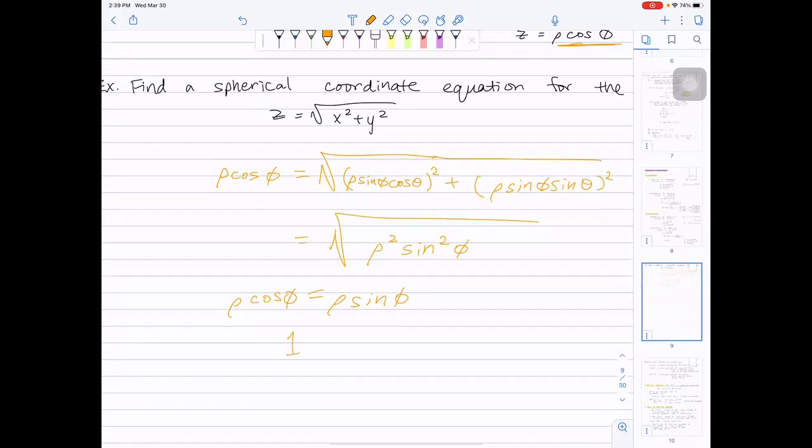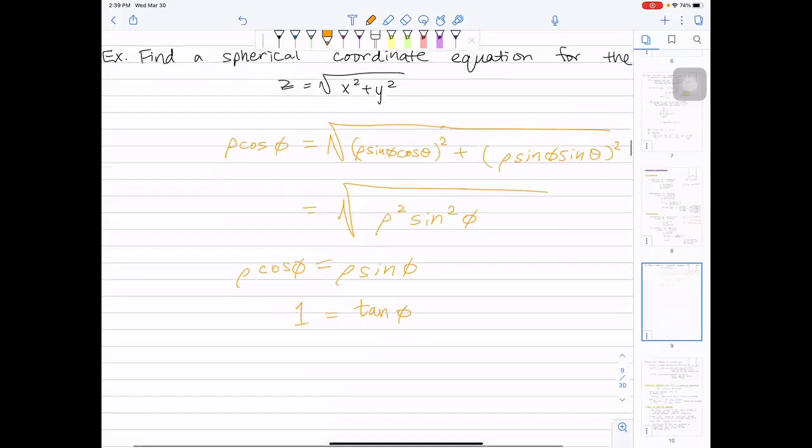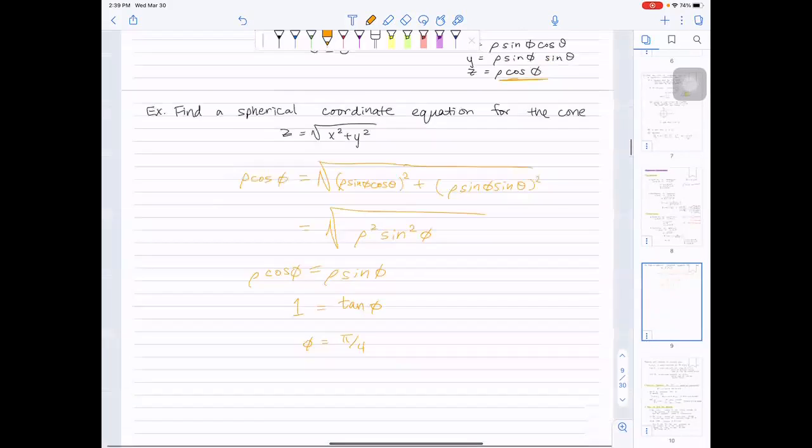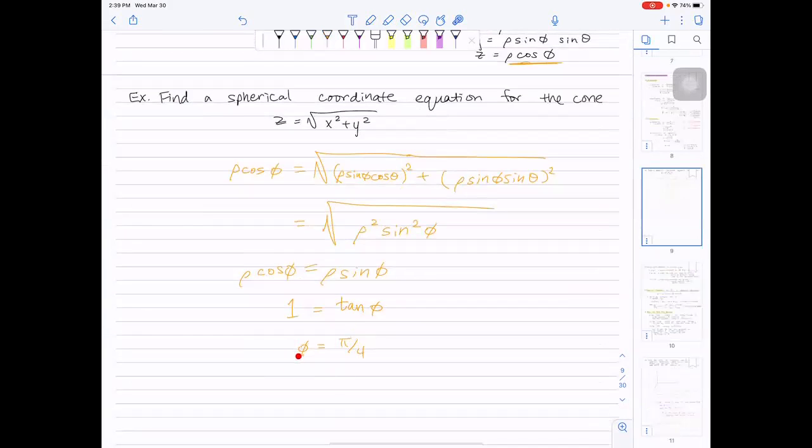So we have 1 equals, if we divide both sides by cosine, tangent phi. Tangent of some angle only equals 1 when phi equals pi over 4, for example. So we see that if phi equals some constant, this is also the equation of a cone. So if you ever see phi equals something, you know that's a cone. If you see z equals the square root of x squared plus y squared, you know that's also a cone. Any questions? So if phi equals any angle, it's a cone regardless? Yes, if phi equals any constant, so any number.